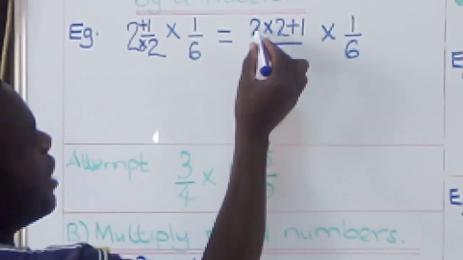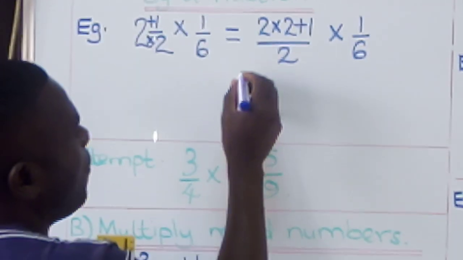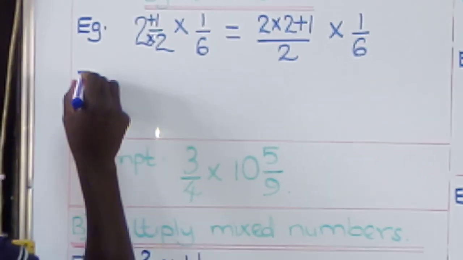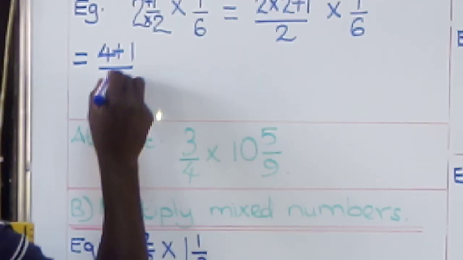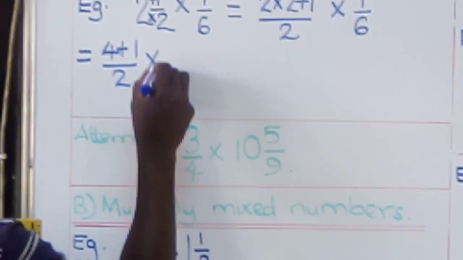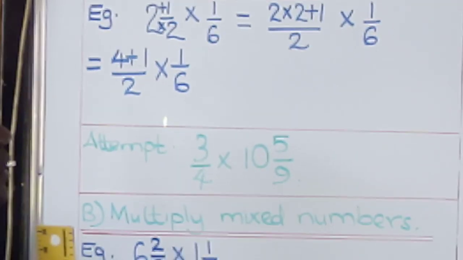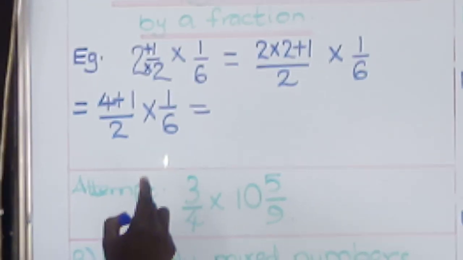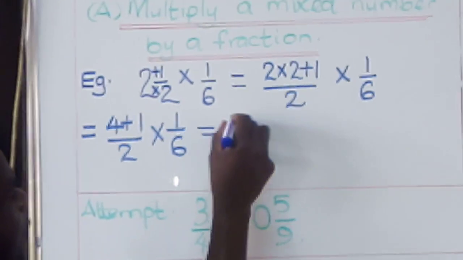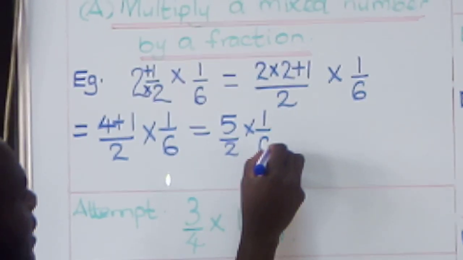And so we multiply 2 by 2. We get 4. Let's bring it here because of space. We get 4 plus 1 over 2, then multiply by 1 over 6. Remember, I'm carrying everything in every step so that I don't forget one. Then we come here and say 4 plus 1 is 5. So we have 5 over 2 multiplied by 1 over 6.